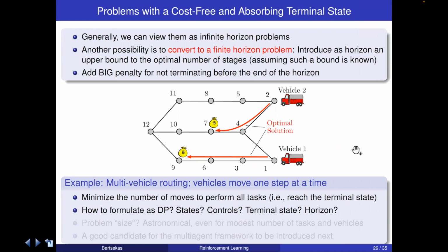Hello, Professor. Can you hear me? Yes, I can hear you. I guess that the state can just be like the position pair of both vehicles. Yes.